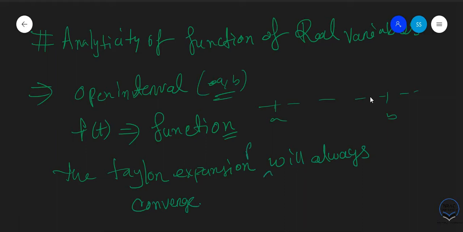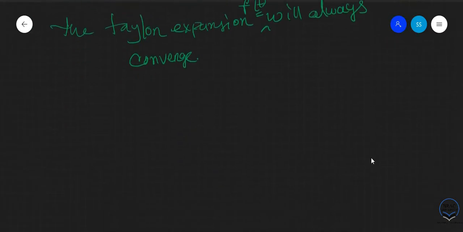That means the Taylor expansion of f of t within this interval. If this condition is satisfied, then the function is called an analytical function. For our purpose only, obviously keep that in mind. So this is another useful prerequisite.